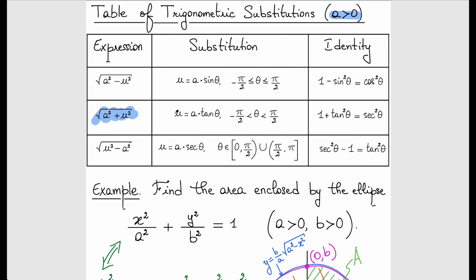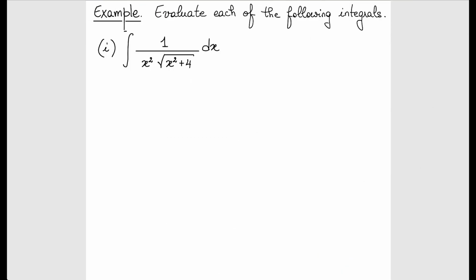So the substitution is going to be x equals 2 tangent theta, where theta is here, right? That's what's going to happen. Okay. Let's go back. So we're going to set x to equal 2 tangent theta, where theta is between minus pi over 2 and pi over 2. So that tan inverse exists, right?